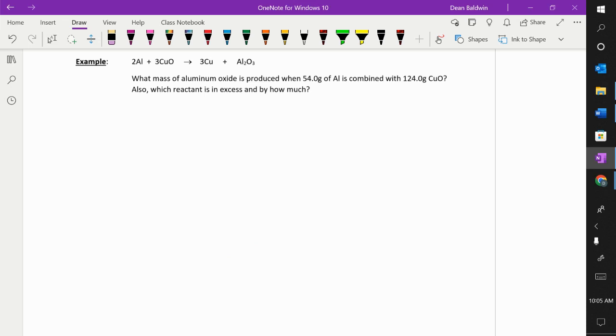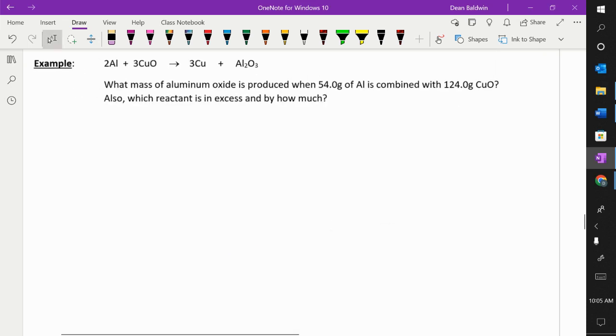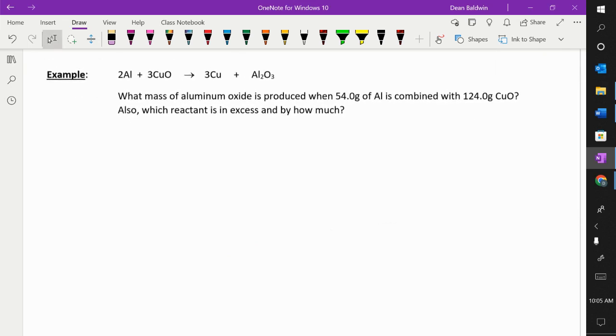Okay, here we go. So here's our reaction. 2 moles of aluminum react with 3 moles of copper oxide to produce 3 moles of copper and 1 mole of aluminum oxide. We've put into the container 54 grams of aluminum and 124 grams of copper oxide. So on the face of it, people that don't know chemistry would say we have more of this, so this won't run out. But we know that's wrong.